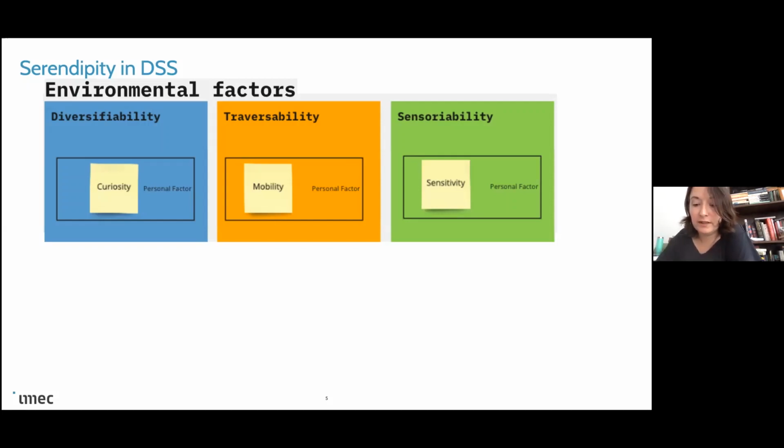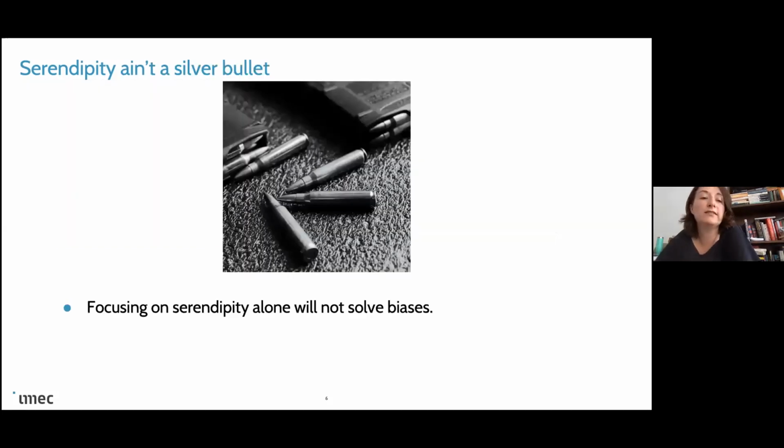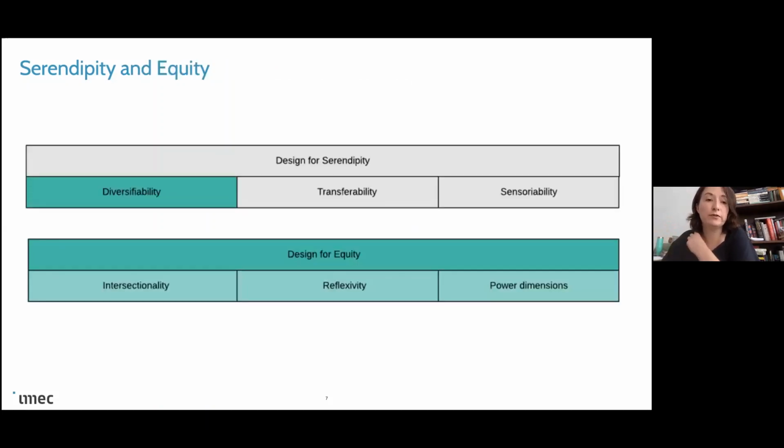In regards to the earlier mentioned blind spots, we don't think that serendipity alone would help here. It would create diversifiability, but it would not really solve biases itself. So in order to combine the two, we have proposed this framework, where within the environmental factor of diversifiability, we would propose to actually design for equity in order to get diverse content.